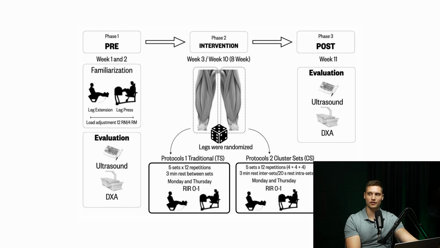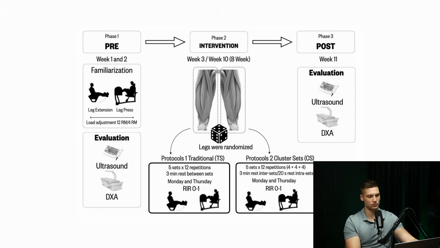So let's get into the specifics of the study a little bit so you can see how they actually did that. They had 10 trained participants, which doesn't sound like a lot, but they did a within-study design such that one leg of each individual was in each group. So you can think of it as 10 participants per group or 20 total legs included in the study. The study was 8 weeks long, 2 sessions per week, and they trained both the leg press and the leg extension.